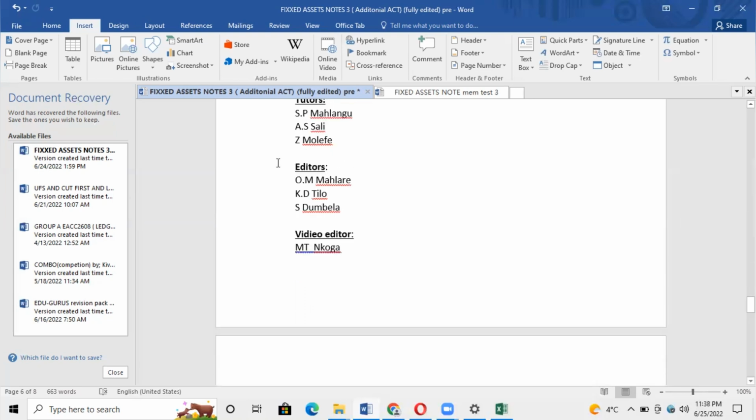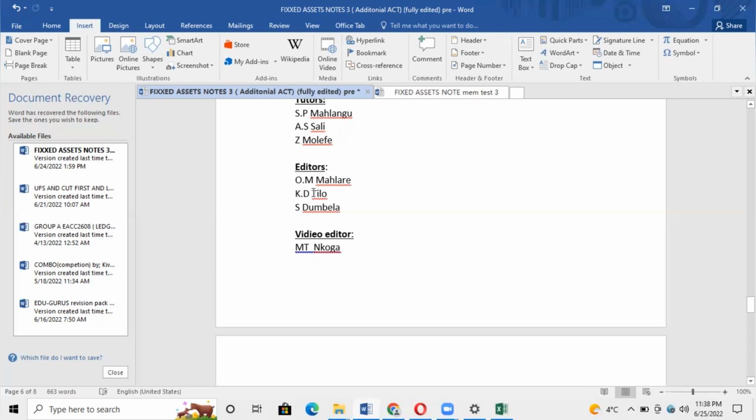So guys, we have my editors here. These are the editors who edit our question papers. These are my lovely editors. Like I said earlier, this is an organization whereby we set our own question papers, and whenever we do, these editors edit them. We have OM Mahlari, one of our editors. She's from UFS too, doing BCom Accounting, a second year student.